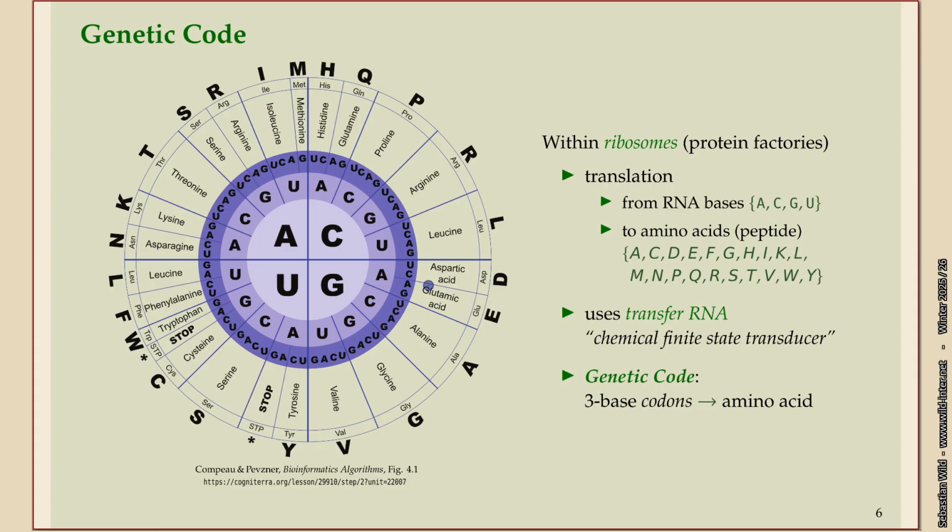Now, if you count, there's more than 20 things around here. Well, first of all, there's some letters occurring several times. It's arranged so that you can read that, say, AUA, you follow from AU, and then the last one tells you, okay, this is isoleucine. But there's also some special ones here that are marked with stop. That's one way to represent this code.